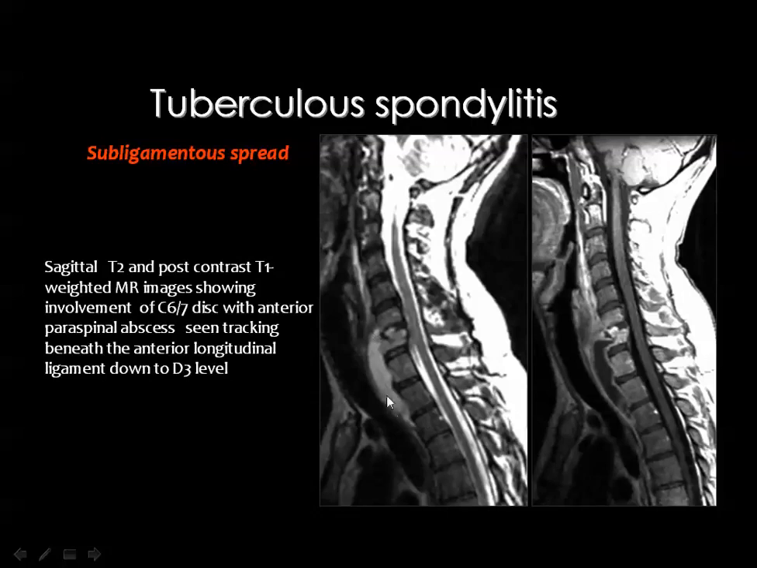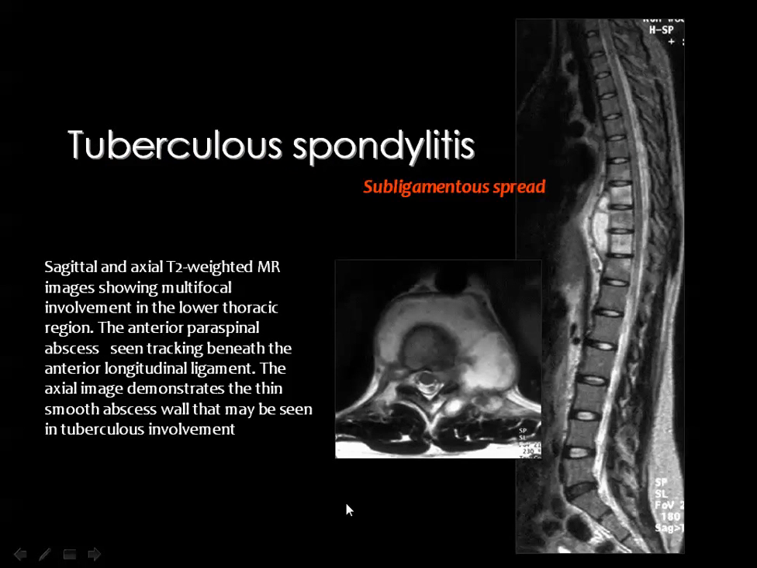The abscess will show bright signal in the T2 weighted image, and it shows marginal post-contrast enhancement, as you can see here in this image. This is also subligamentous spread. You can appreciate the involvement of these vertebrae, but here, which is one of the features that make the diagnosis of spondylitis somewhat difficult, is that the disc spaces are not involved.